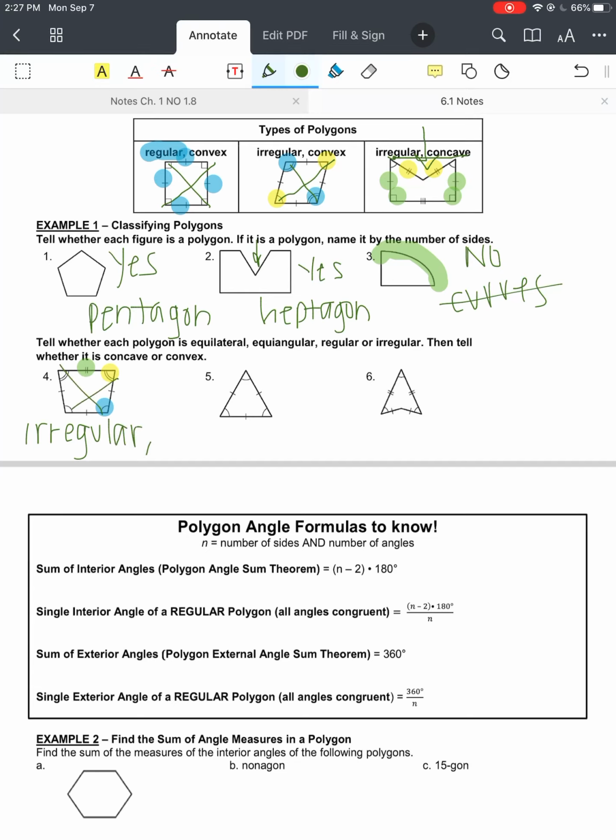I don't see it caving in anywhere. I draw diagonals, they stay inside, so it is convex.